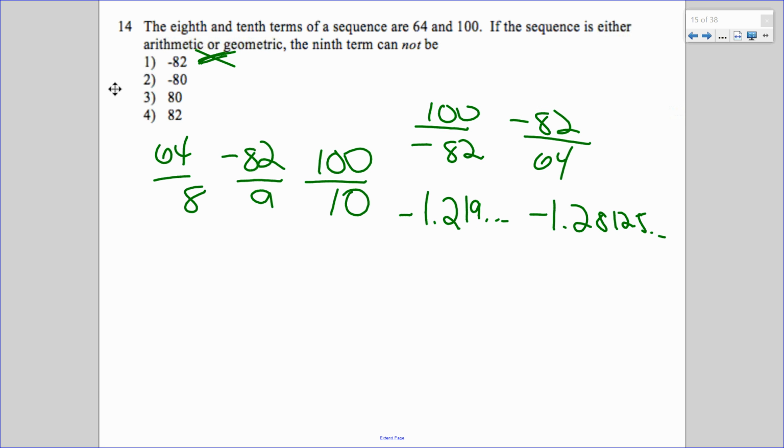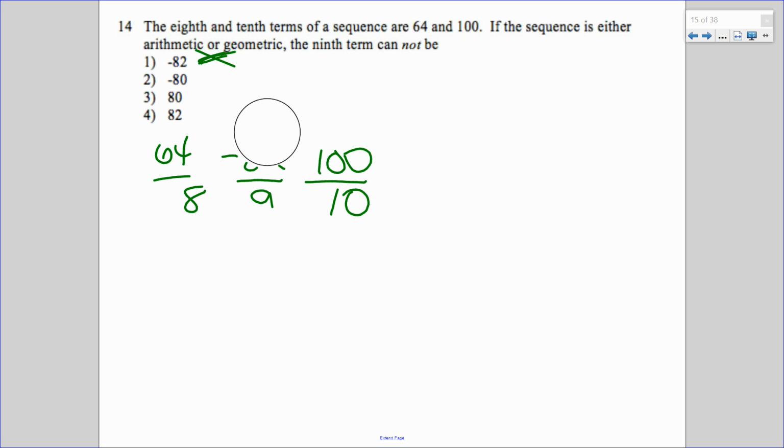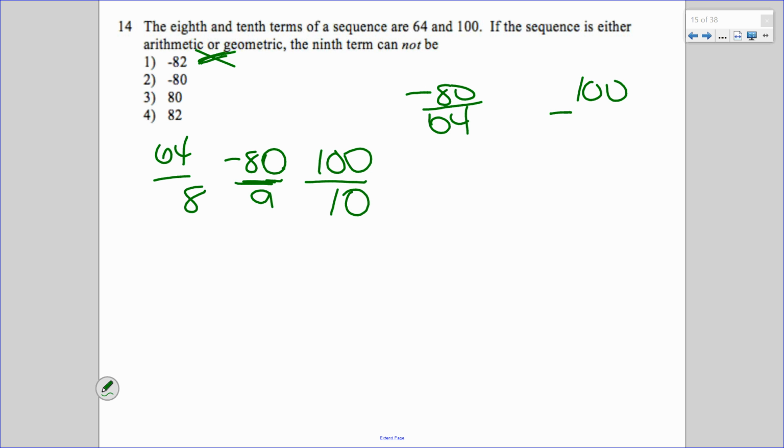So it looks like these are not the same, therefore there's no common ratio. So let's now try negative 80. Again, because the signs are alternating, it would have to be geometric. So I'm going to do negative 80 divided by 64 and 100 divided by negative 80. If they're the same, then it has a common ratio and it's geometric. If not, then it's not.